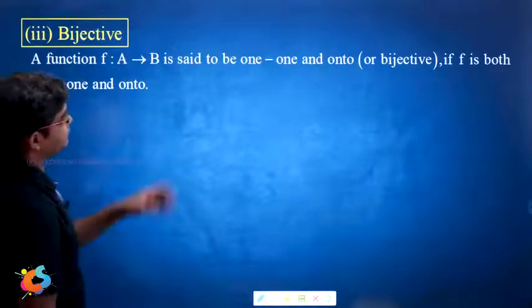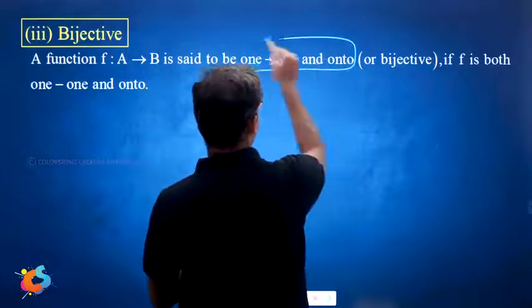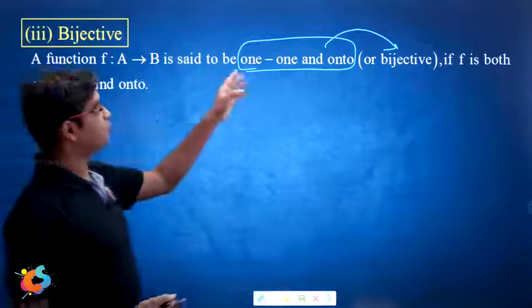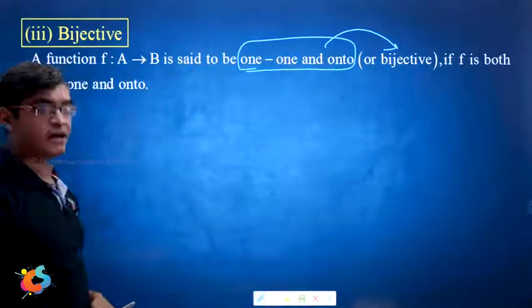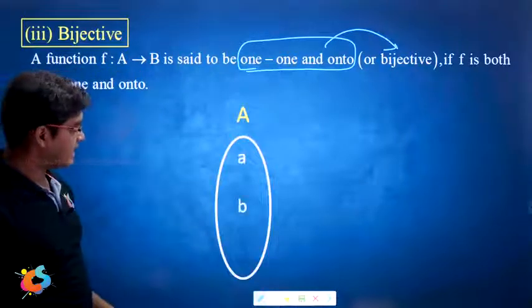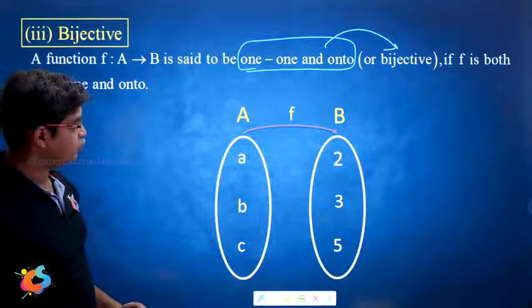A function f maps from A to B is said to be one-one and onto, or bijective. So this whole thing you can replace with bijective. A function f maps from A to B is said to be bijective if f is both one-one and onto. That's all. So let us understand what a bijective function is through this example.